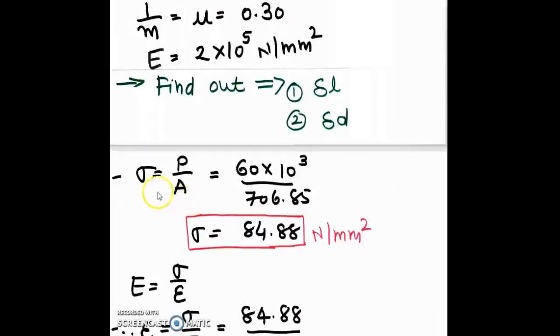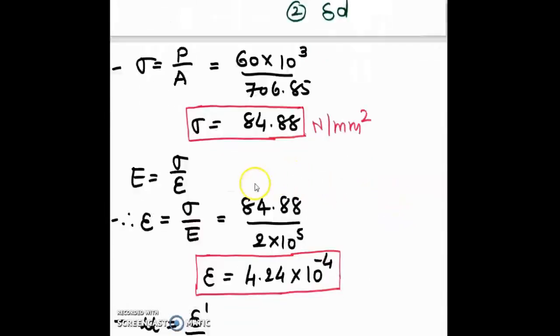First we find the stress, P upon A. We put the value of P, 60 into 10 raised to 3, and the area we already found, 706.85. Then the final stress is equal to 84.88 Newton per mm square. Our goal is to find delta L and delta D. But to find these two parameters, we require the value of linear strain and lateral strain. Then we can find delta D and delta L.